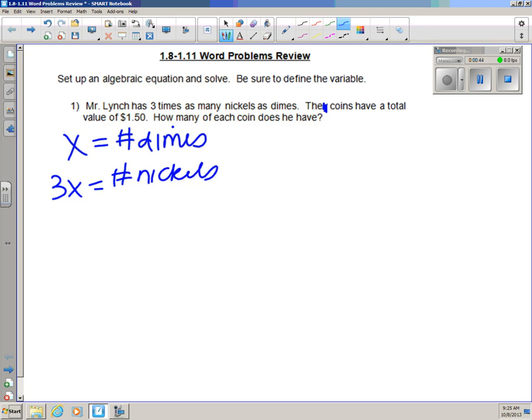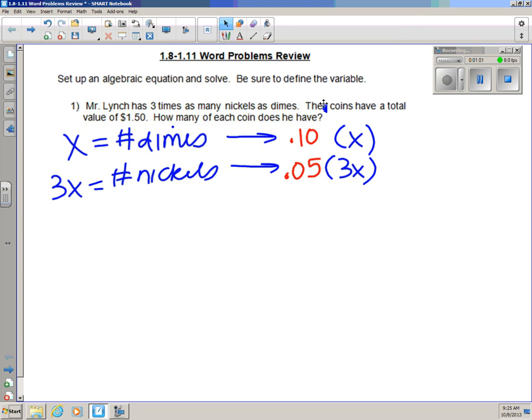But you have to understand that nickels and dimes all have a value. If I talk about the value, we're dealing with dimes being x and nickels being 3x, but the value for a dime is 10 cents and the value for a nickel is 5 cents. So what really comes out is for dimes, it's 0.10x, and for nickels, it's 0.15x. Now I've got values. So the coins total $1.50.